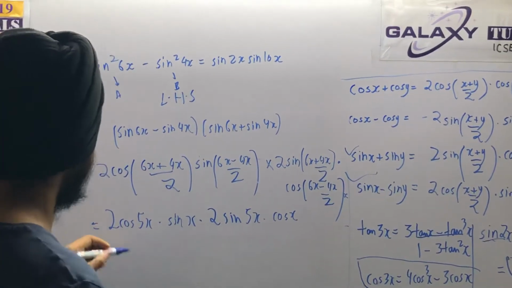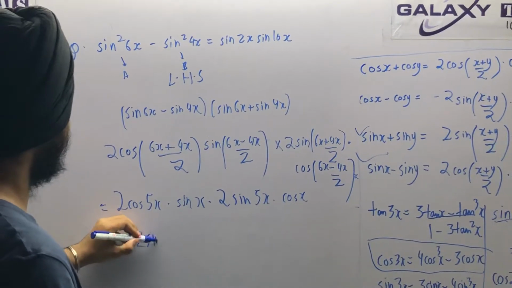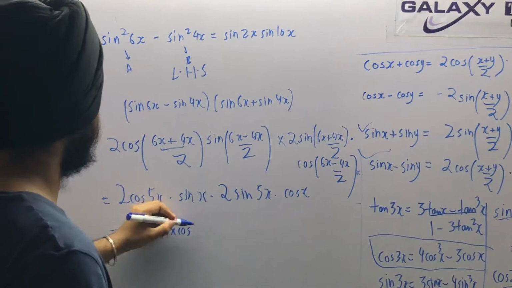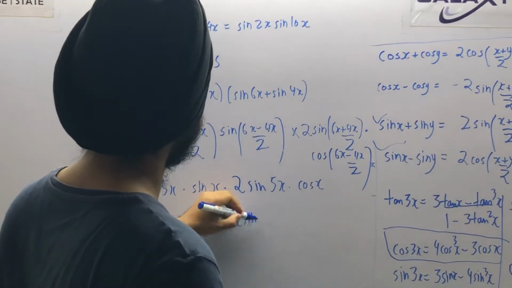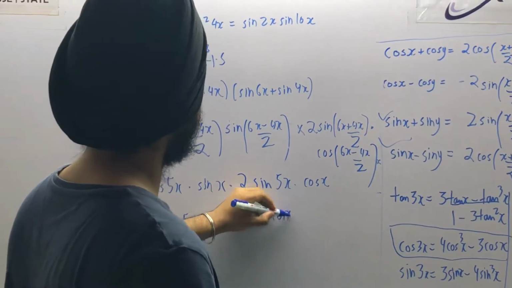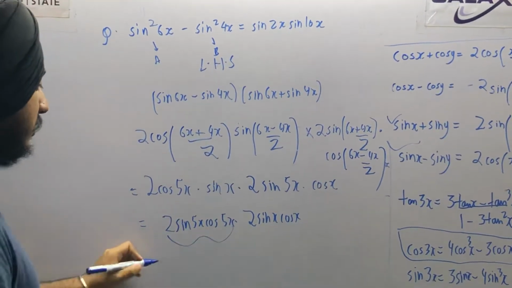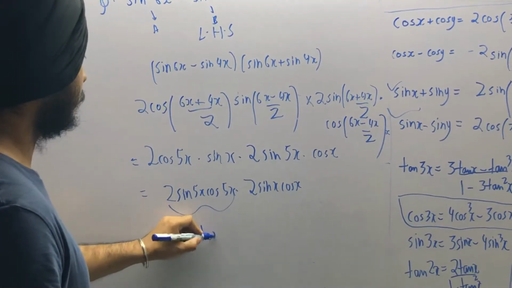So I will just rearrange the terms. Look carefully. 2 sine 5x cos 5x into 2 sine x cos x. There is a reason why I did this. Now see, 2 sine a cos a, that is sine 2a. This will be sine 10x.